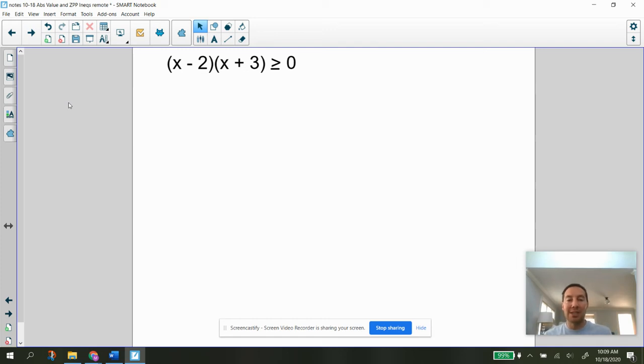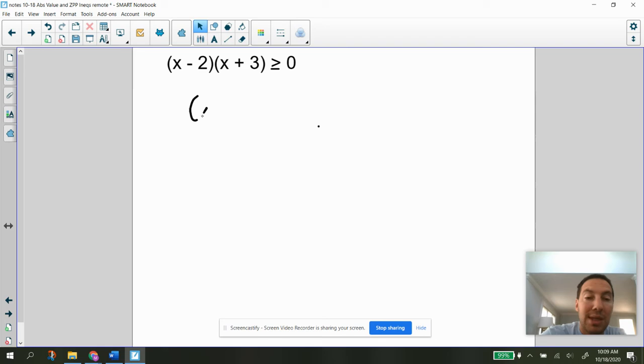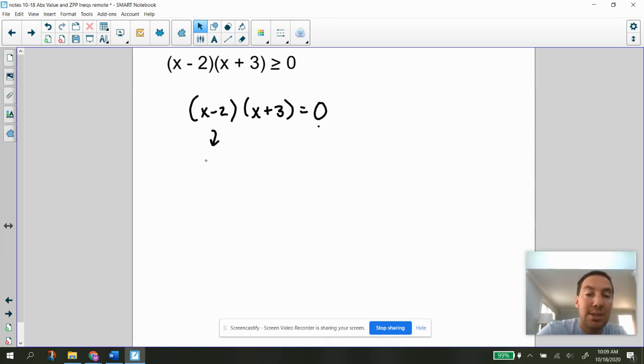x minus 2 times x plus 3 is greater than or equal to 0. First step, same thing. Let's just pretend like this were an equation, not an inequality, because that's easier to deal with. So what would make this part 0? It would be 2. What would make this part 0? It would be negative 3. And we're going to throw those on a number line.